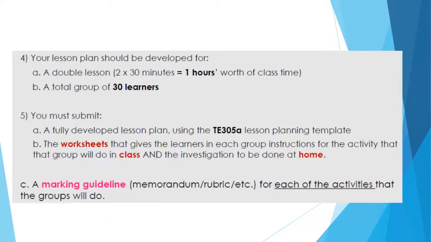Your lesson plan should be developed for a double lesson, in other words, 1 hour. So you need to take this into consideration when you write up your lesson plan. It's for a total group of 30 learners. So please remember, people, if you submit this activity, I need to form a picture in my mind that this lesson is going to take you an hour. So the activities that you plan for your lesson, as well as the teaching steps and activities in your lesson, should be for an hour.